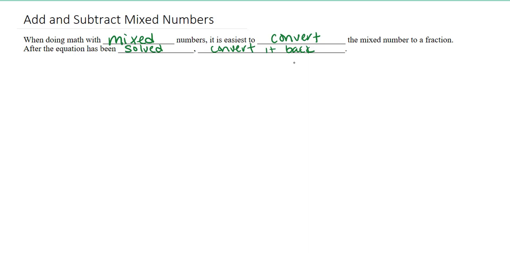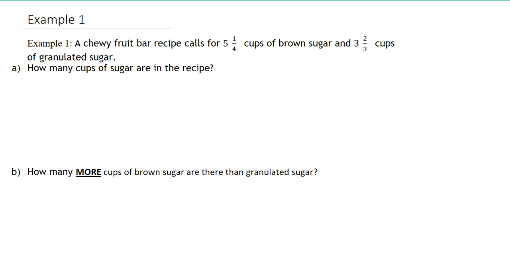So let's go over some examples. Example 1: a chewy fruit bar recipe calls for 5 1/4 cups of brown sugar and 3 2/3 cups of granulated sugar. So how many cups of sugar are in the recipe? As we have two different sugars, we're going to combine these two. But the first thing we're going to do is convert these into improper fractions.